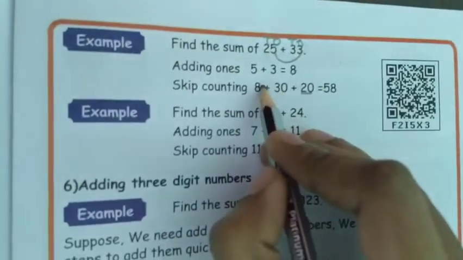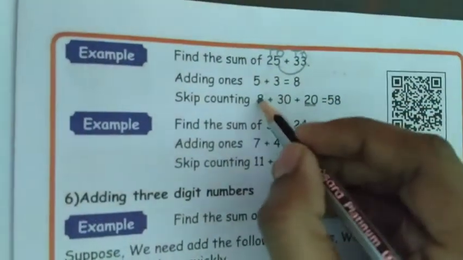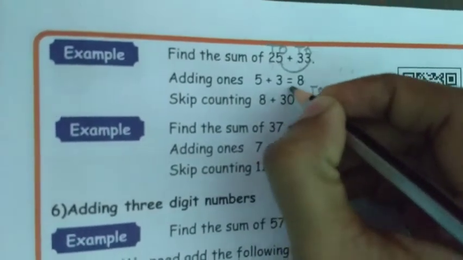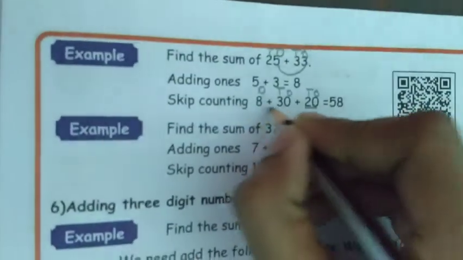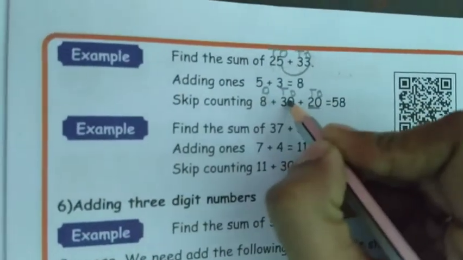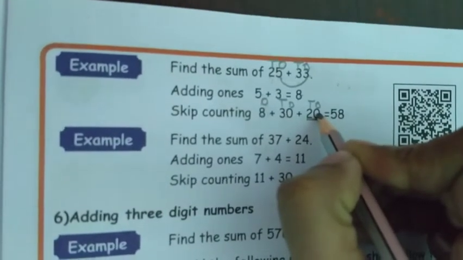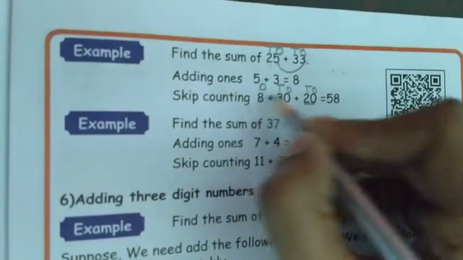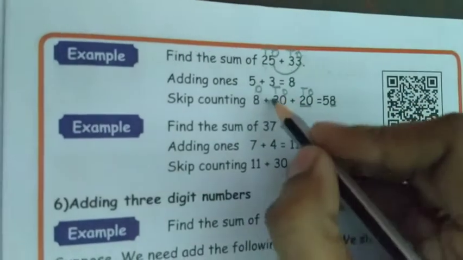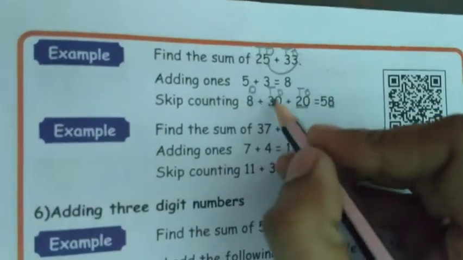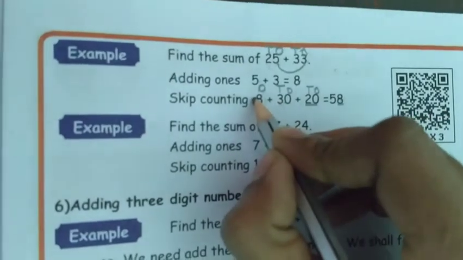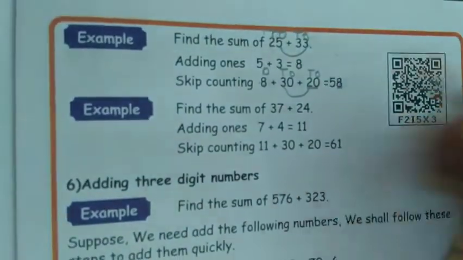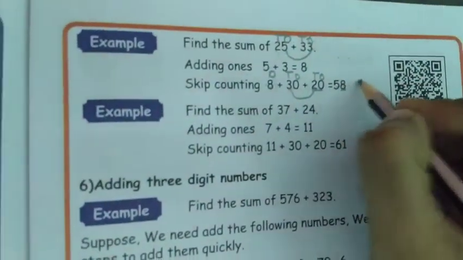Now we want to add these three numbers: 8 plus 30 plus 20. First add the ones. 8 plus 0 plus 0 is 8, because whenever we add 0 to any number, it gives the same number. So 8 plus 0 plus 0 is 8. Now we add the tens place. Here 3 and 2, so 3 plus 2 is 5. So put 5, 8: 58.